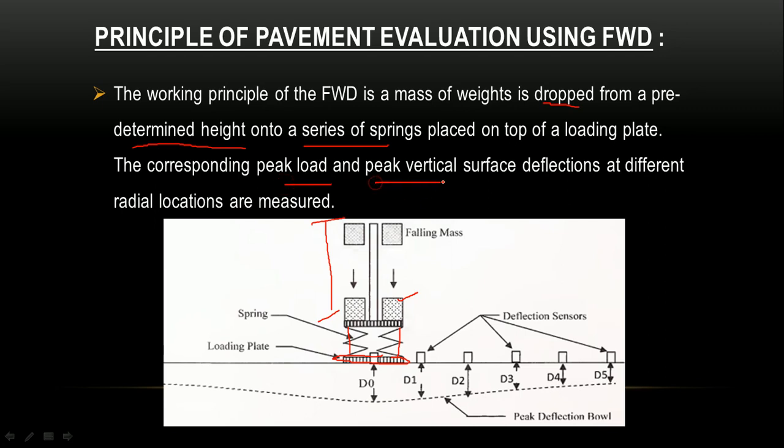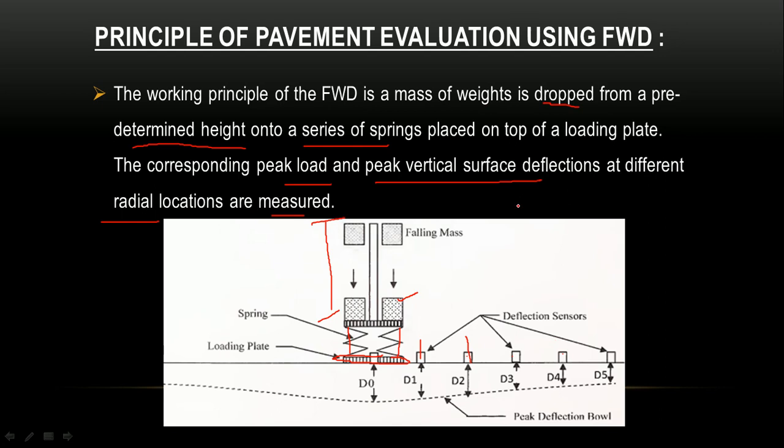The corresponding peak load and peak vertical surface deflection at different radial locations are measured. You can observe here the geophones, the sensors. It may be 6 or 7 or 9 as per the requirement. There are different geophones we have fixed here. Whatever deflections you are observing, D0, D1, D2 are the corresponding deflections at some radial distances. How have they been obtained? With the help of these geophones.